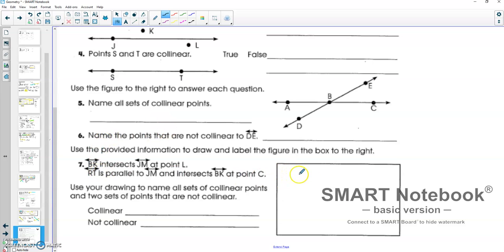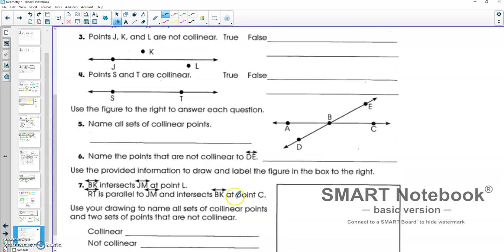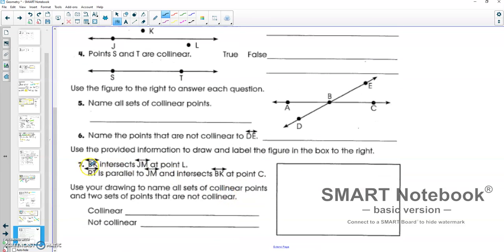This one, you're going to have to draw. Look at the keywords. Intersect, so we know it's going to cross. Parallel. We know those two lines will not touch. And this one says intersects. Try your best on this. It can be a little tricky, but go one by one. First do this part. BK intersects JM at point L. So draw that first. Draw all those points. And then look at this.